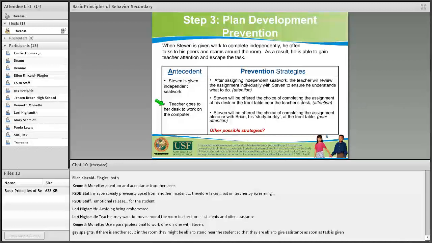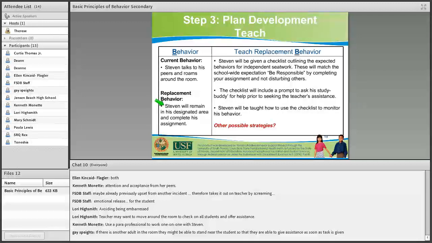Absolutely. So in all those examples, you guys did a really good job of identifying something that you can change in advance to prevent that problem behavior from occurring. Nice job with that. Now here, teaching, there's another component of intervening with behavior. You've got the current behavior. Stephen talks to his peers and roams around the room. What we want to see instead is that Stephen will remain in his designated area and complete his assignment.